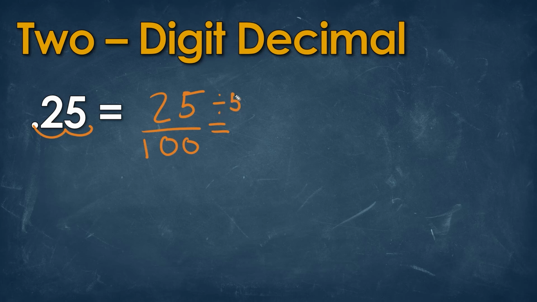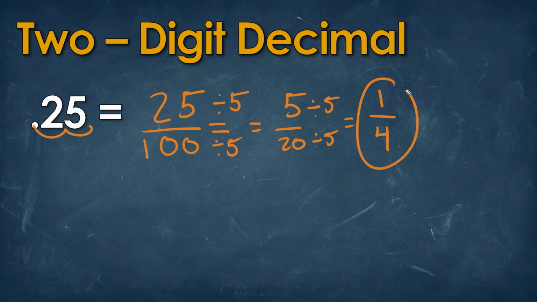So we can take a 5 out of this, and if we do, 25 divided by 5 is 5, and 100 divided by 5 is 20. We can simplify out another 5 on top and bottom, and if we do that, we get 5 out of 5, that's 1. 20 divided by 5, that is 4. So the answer is 1 over 4.